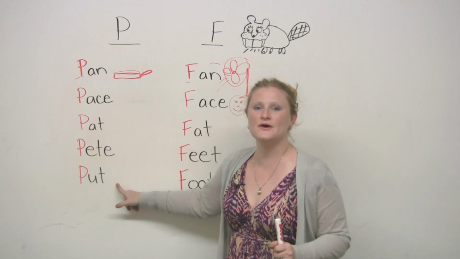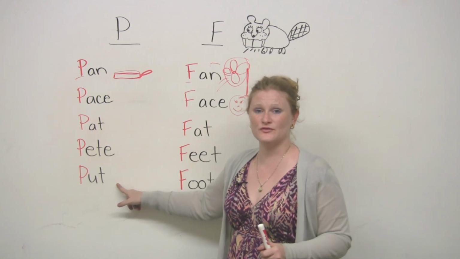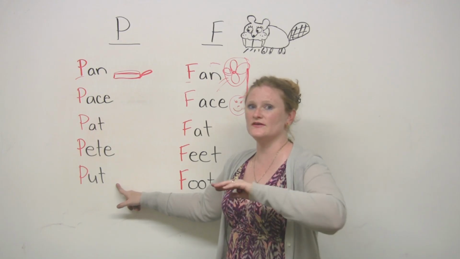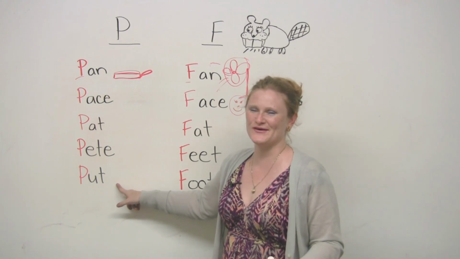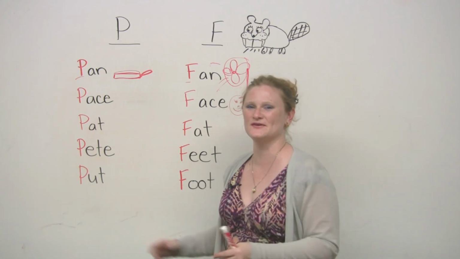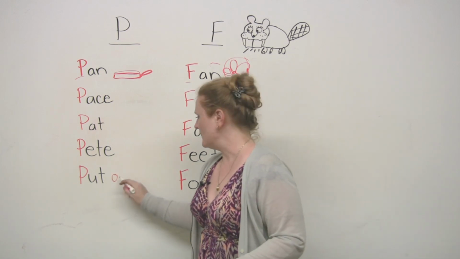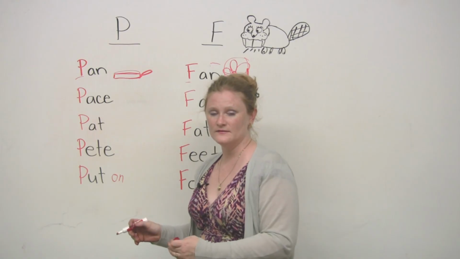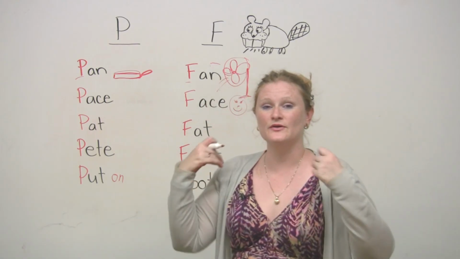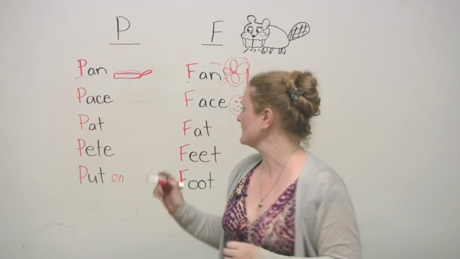And the last one in the P category is put. Put we use in so many different ways. It's so hard for me to tell you just one example of the word put. But for example, I can give you one. I can say put on. It means to wear. So I put on my clothes.